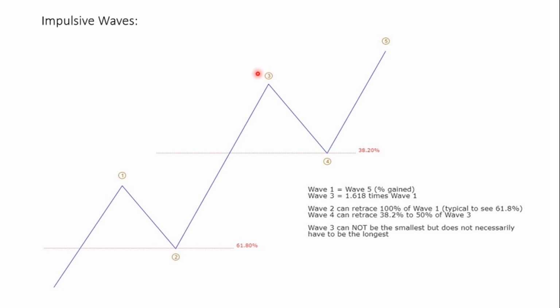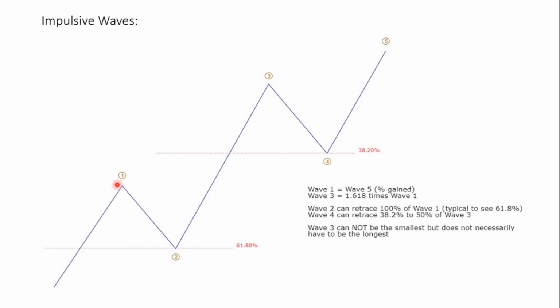Now the wave 3 is typically the golden ratio of 1.618 times the length of wave 1. So if this is 10%, this should be 16.18% for a wave 3. That's what we tend to see. The retracements, so these can alternate.